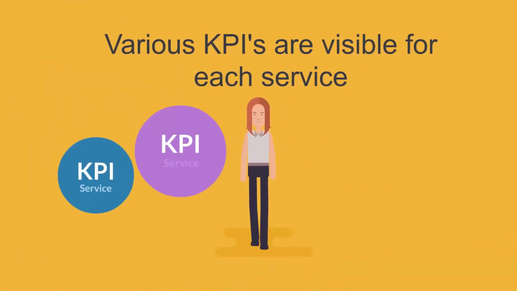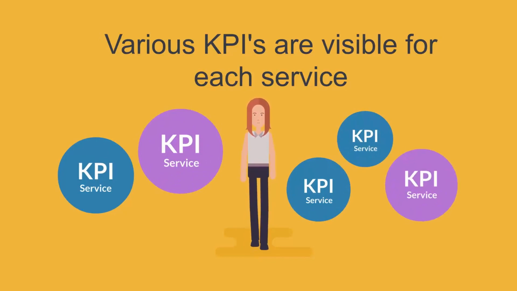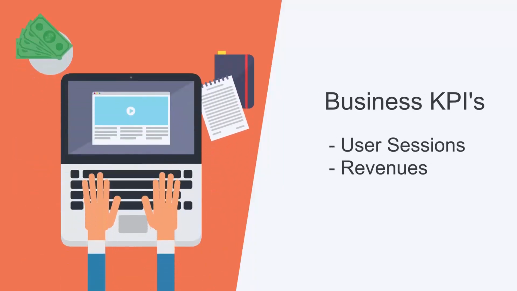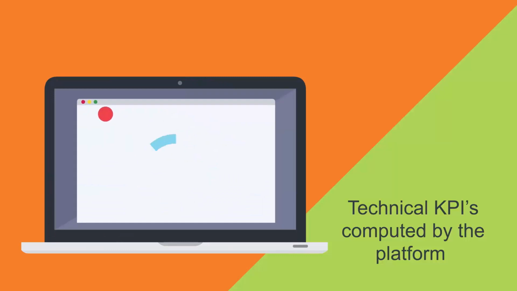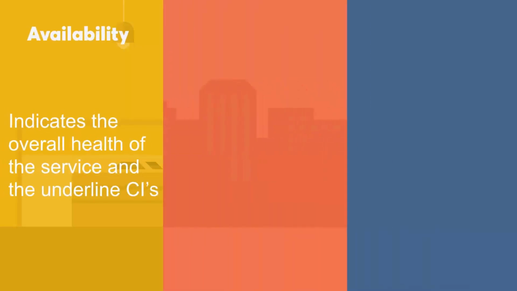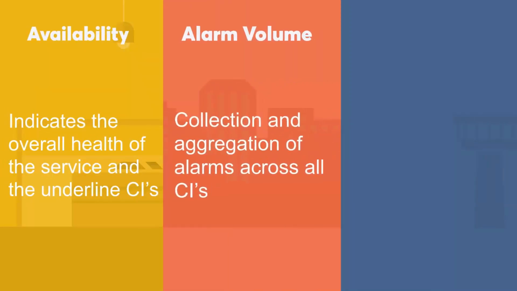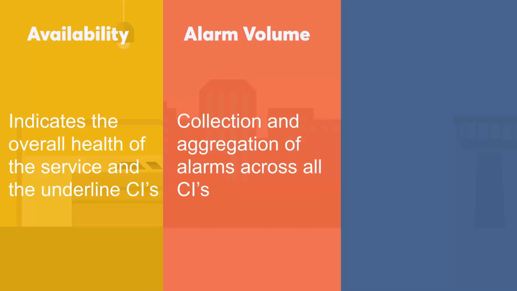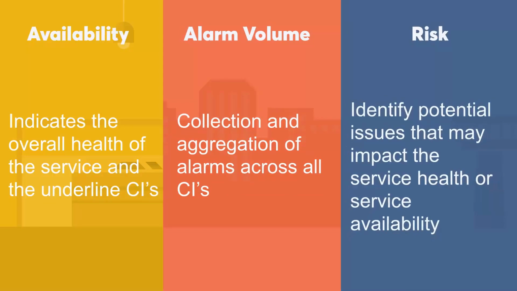For each of these services, we have various KPIs visible. We can see some business KPIs like user sessions and revenue. And we also have some technical KPIs computed by the platform, like availability, which indicates the overall health of the service and the underlying CIs. We see alarm volume, which is an aggregation of alarms across all the CIs that support the service. And lastly, risk, which is an indicator that helps us identify any potential issues that may impact the service health or the service availability.